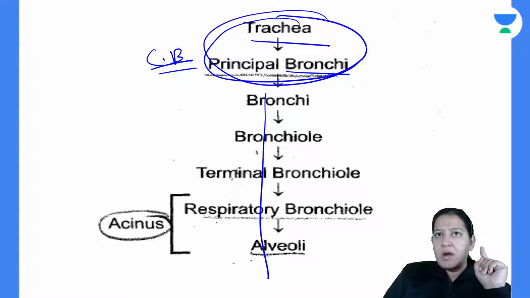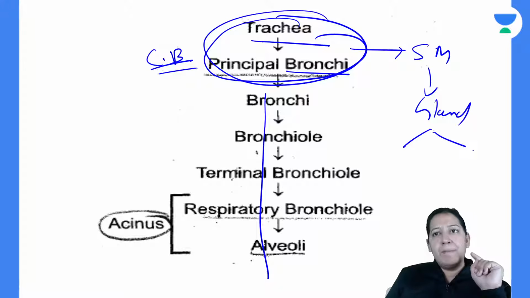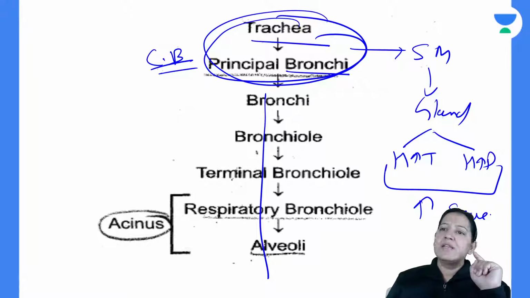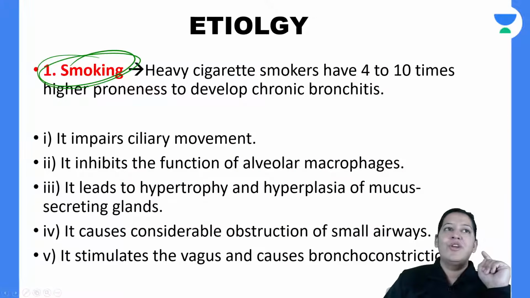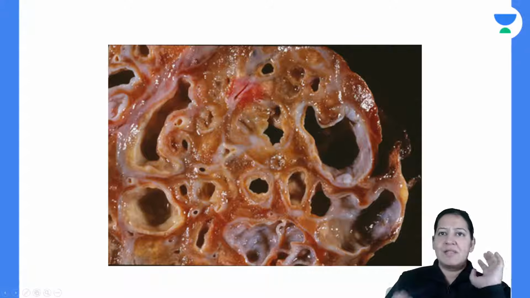तो trachea bronchi में, submucosa में, glands में hypertrophy और hyperplasia होने की वजह से more secretions. So it is causing the obstruction. It is leading to cough with sputum. So make this flowchart for yourself. Give me a thumbs up if you got it. So grossly, if you take the lung out of such a person, this is the diagram of the lung.